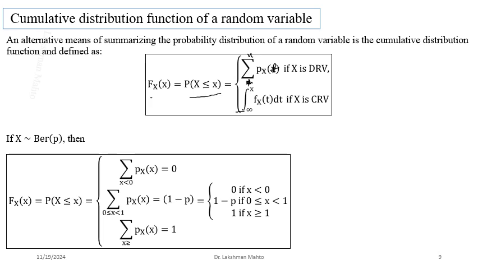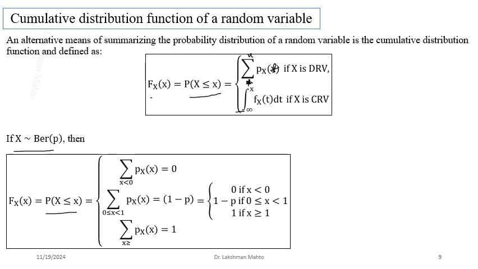There are various patterns. If you take a Bernoulli random variable, it is a discrete random variable taking only two values, either 0 or 1: 0 with probability 1 minus p, 1 with probability p. I am asking what is the cumulative distribution function for this Bernoulli random variable. As per the definition, the cumulative distribution function at a point x is the probability that X is observing a value up to x.